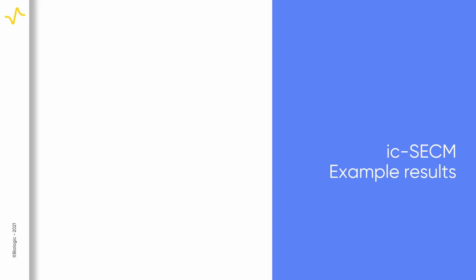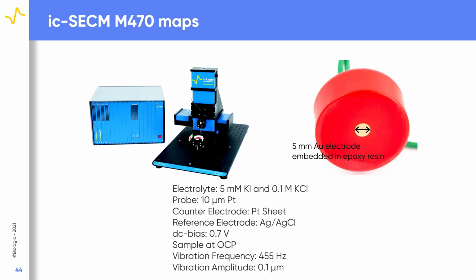What do results look like for an ic-SECM experiment? The test sample investigated in ic-SECM is the same 5 mm gold sample as investigated in the DC and ac-SECM sections. In this case, the sample is measured in a 5 millimolar KI, 100 millimolar KCl solution. A 10 micron platinum ultramicroelectrode probe was used with a platinum sheet counter electrode and silver chloride reference electrode.